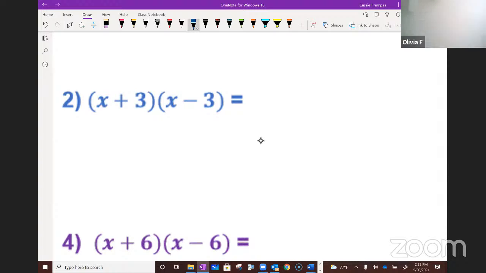So, this one is not factoring. Oh wait, no. Which one are we on? This one's not what? Are we on the bottom ones or no? We're on number 2.